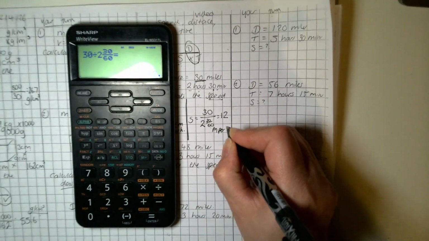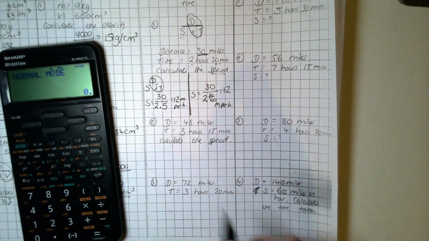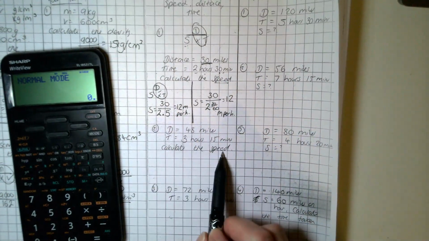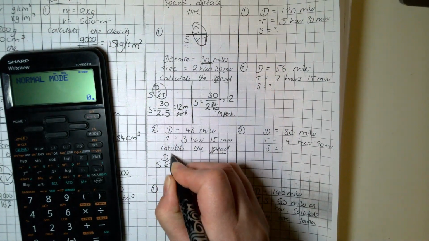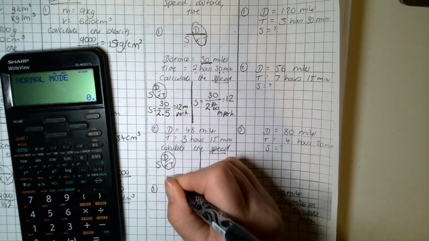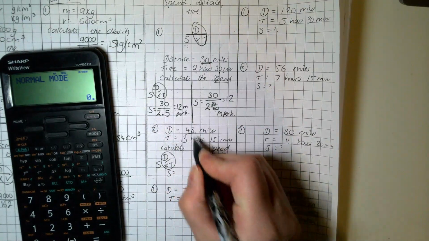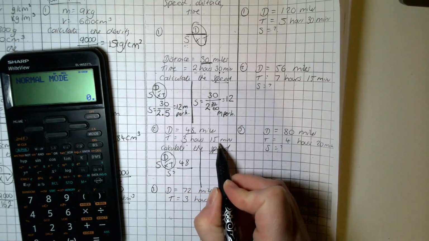So, miles per hour. Let's try this one here. We need to calculate the speed. So speed equals distance over time. Now let's do those two methods again. The distance, which is 48 miles, divided by 3 hours, 15 minutes.